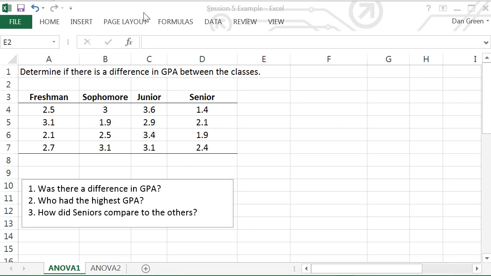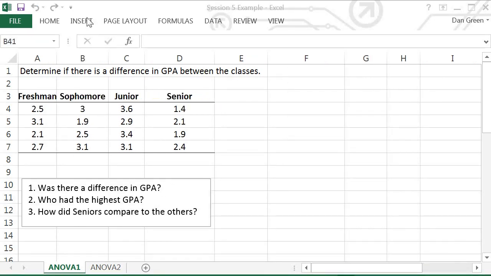because the ANOVA will tell you at least two of your means differ, but it won't tell you which ones. It's the Post Hoc test that will tell you which ones differ and how they differ. So which ones are greater and which ones are less.